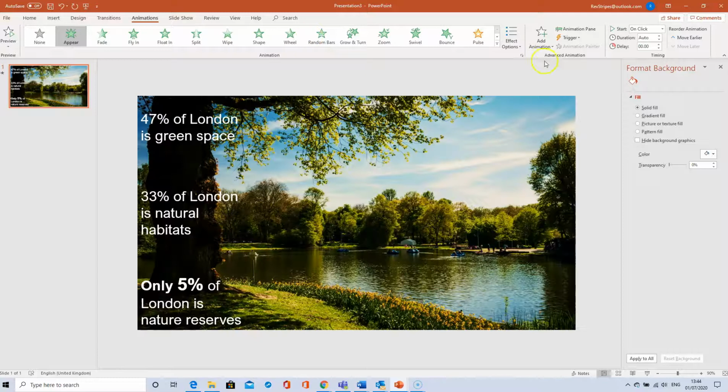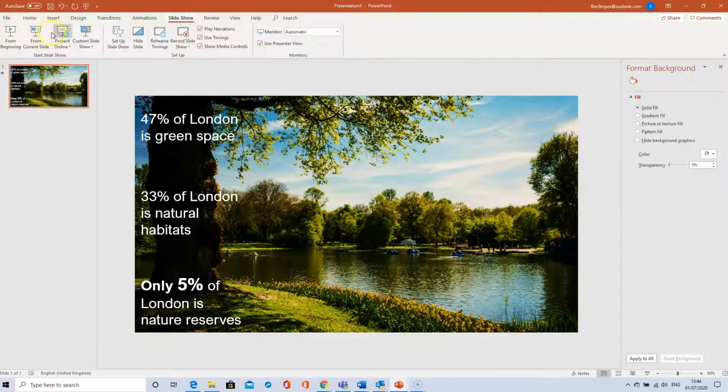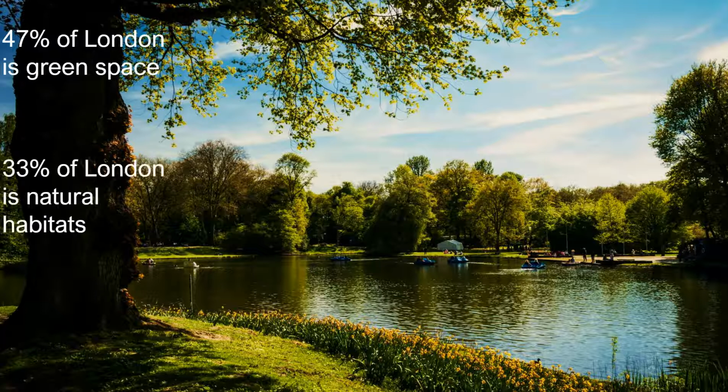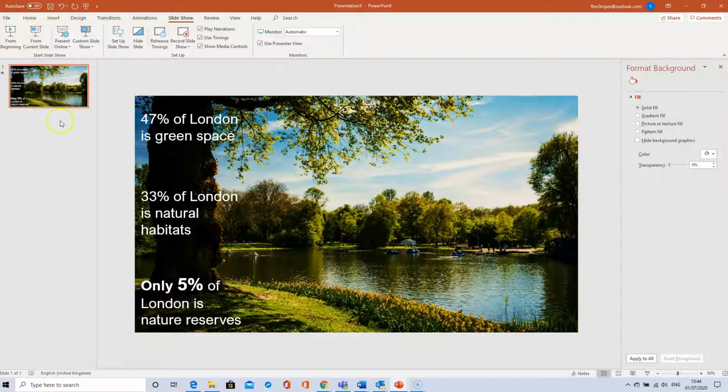And then the text will only appear on a click of the mouse button or our remote controller when we're giving the presentation. So our audience can't read ahead. They have to focus on what we are saying. I'm going to Slideshow, view the slideshow, click through, and you will see each point appears when you click.